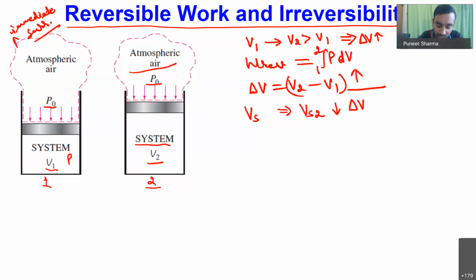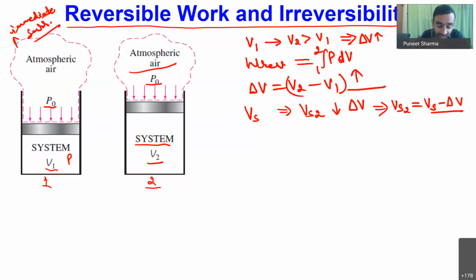So it means that while this piston has expanded, it has done some amount of work on the immediate surrounding. Why? Because the volume of the immediate surrounding has decreased. So this system has done a certain amount of work on the immediate surrounding. If the increase in volume of the system is delta V, then my immediate surrounding volume will be equal to Vs minus delta V.